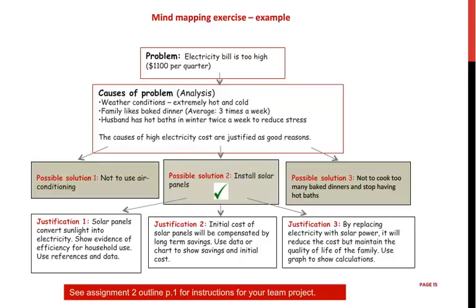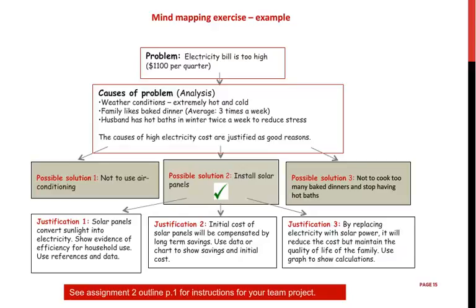And now how do we justify that this is the most plausible solution? We come up with 3 justifications that we can use. Justification 1, that solar panels convert sunlight into electricity and then show evidence of its efficiency for household use. Remember to use references and data.